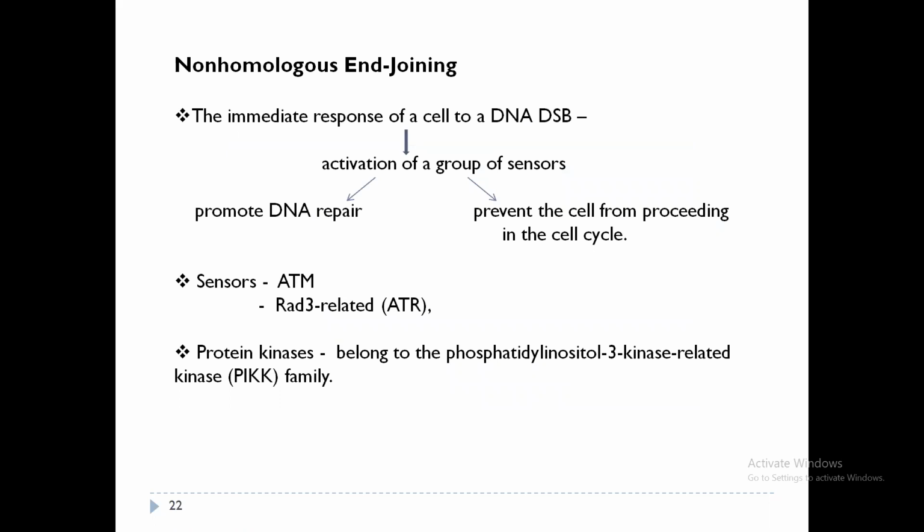Starting with the non-homologous end joining repair pathway, the immediate response of a cell to a DNA double strand break is the activation of a group of sensors. These sensors promote DNA repair, and they also prevent the cell from proceeding in the cell cycle. These sensors are ATM and RAD3 related ATR. Protein kinases are also needed for this repair, and they belong to the phosphatidylinositol 3 kinase related kinase family, the PIKK family.